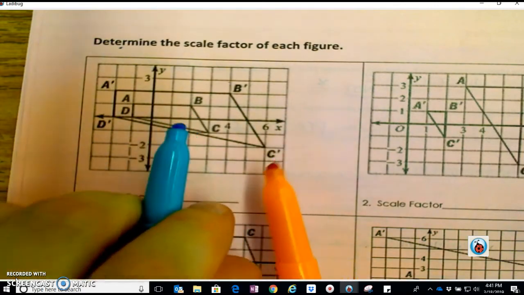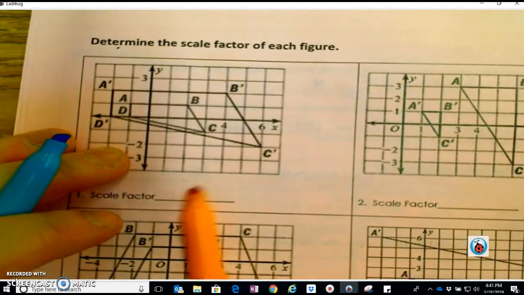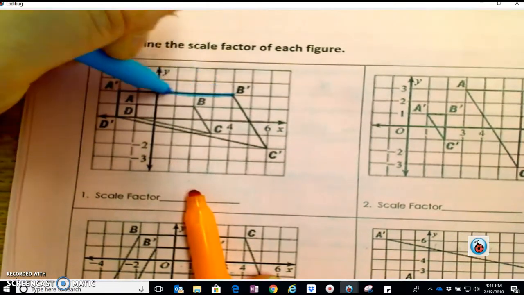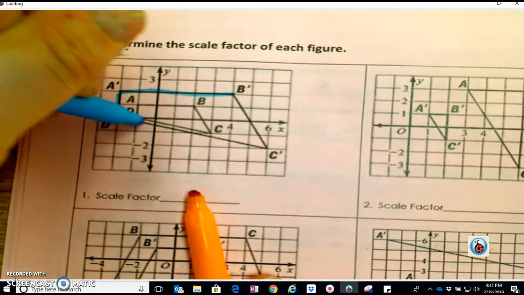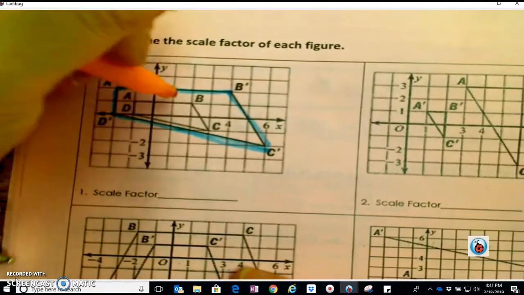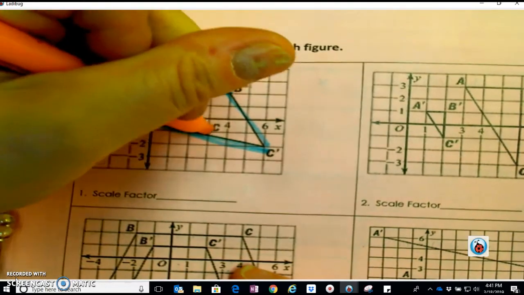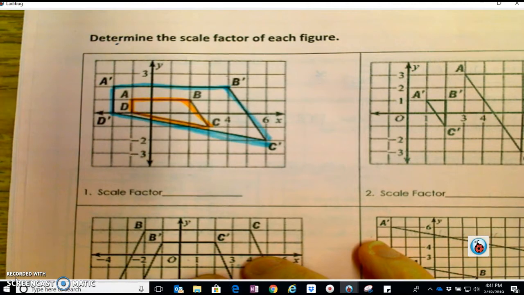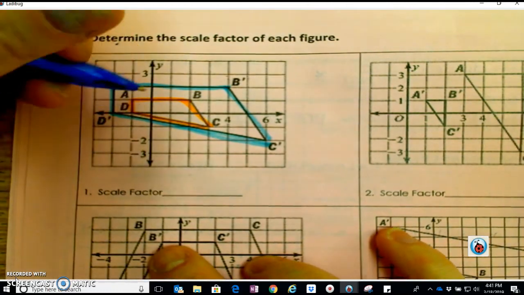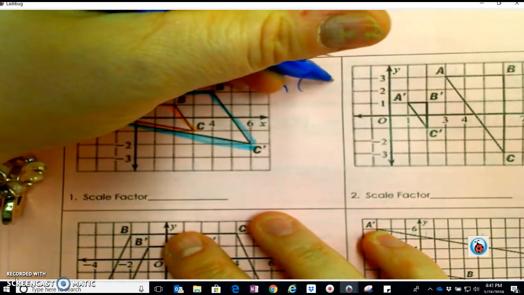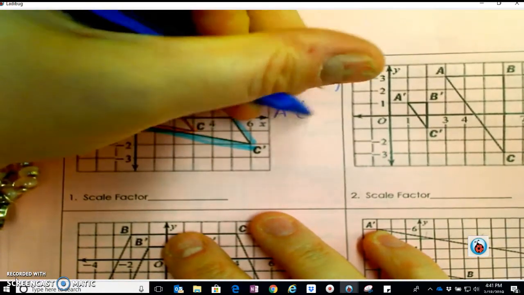So I'm using blue and orange because that's what I have here. All right, so I'm going to go ahead and trace this shape first. Oops, not very nice, but we can see it. And then here we have this one. All right, so a couple things. If we're determining the scale factor, I need to know at least one of the coordinates here. So here's my x and y axis. So let's say what's A and what is A prime.